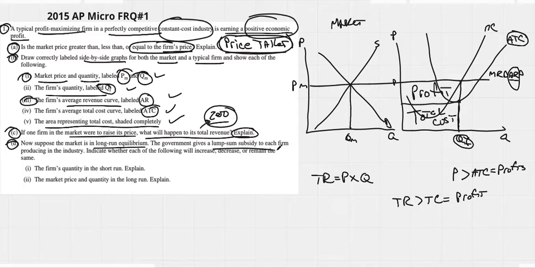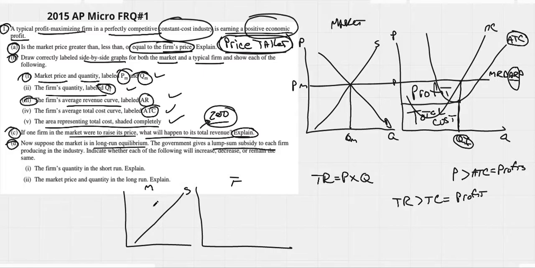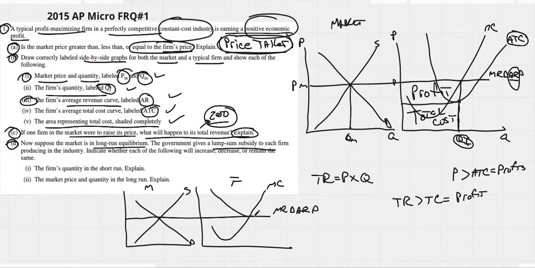All right, now suppose the market is in long-run equilibrium. The government gives a lump sum. So let's just draw it in long-run equilibrium just so we can see it. I think you guys probably know it. But again, here's our market. Here's our firm. In long-run equilibrium, there's our MR equals D equals AR equals price, marginal cost. To be in long-run equilibrium, our ATC just has to touch that profit maximizing point. There's our quantity. Don't forget our P's and Q's. All right, there's our ATC. Now we are in long-run equilibrium.